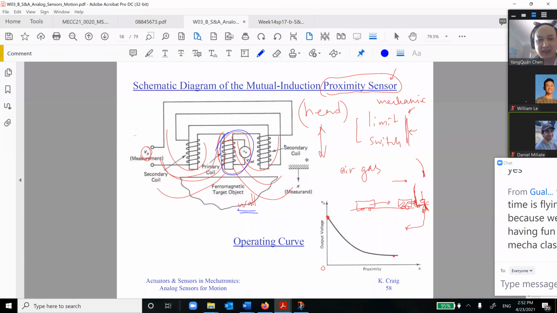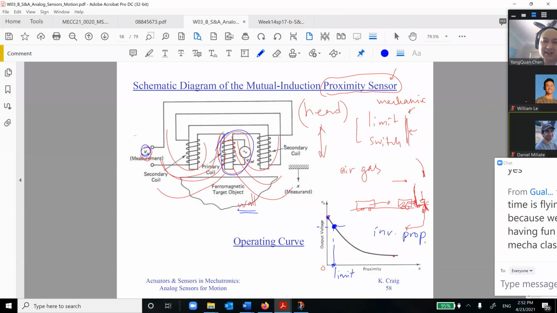Then you can detect that the output voltage is inversely proportional to the distance. If you are closer, your voltage is high. If you are leaving, then the voltage is low. So we can check a threshold as a limit. I don't want you to hit it, so if I see my voltage is bigger than this value, then I say stop. This is called a proximity sensor. We can detect how close we are.